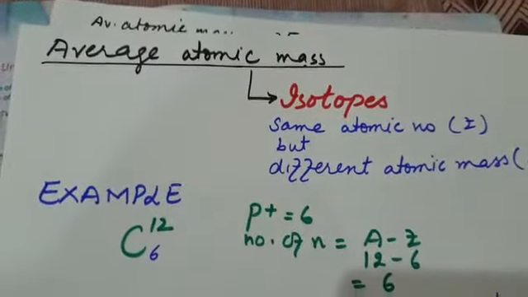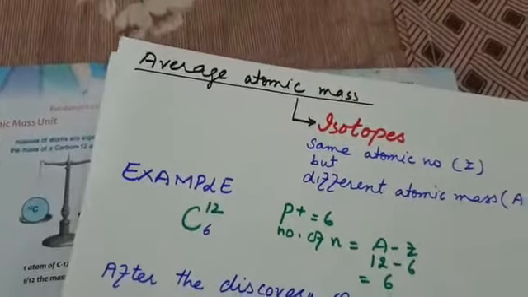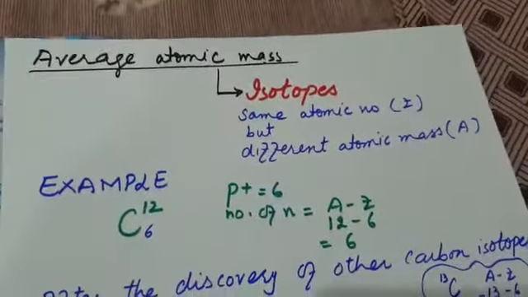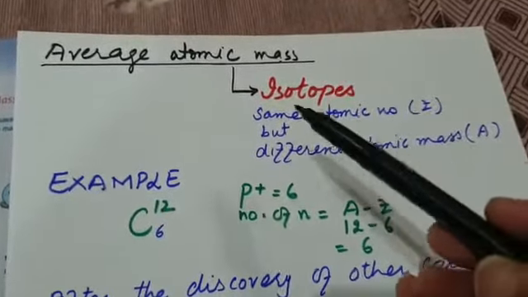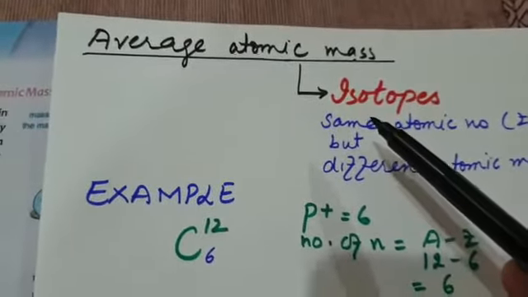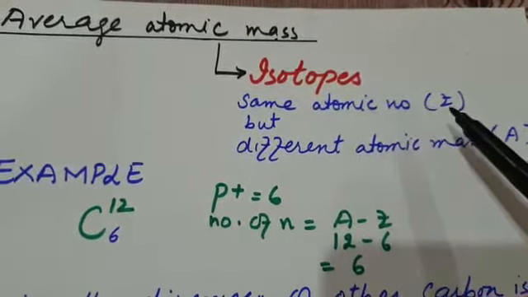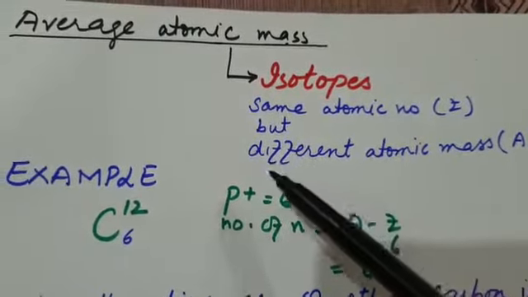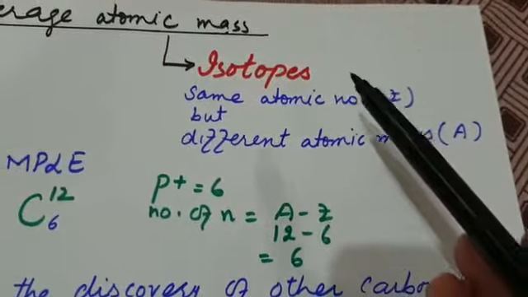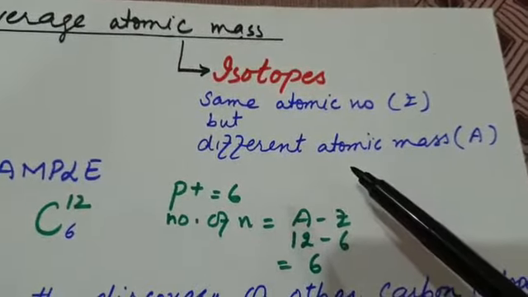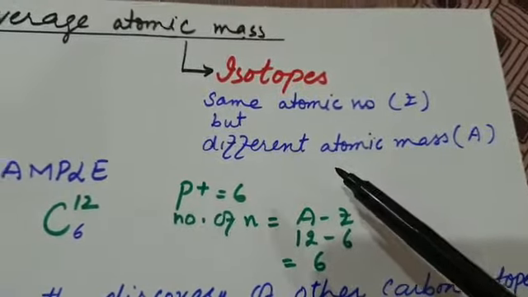Before starting the main topic, average atomic mass, it's very important that we know what isotopes are. As you know very well, isotopes are atoms of the same element which have the same atomic number, that is Z, but different mass number, that is A.